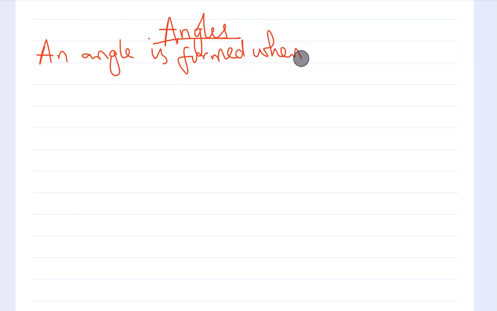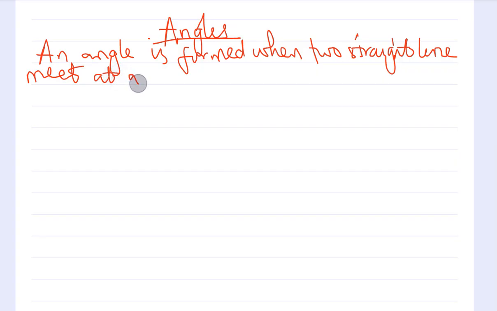when two straight lines meet at a point. Are you seeing that now? This is what you define as an angle. So when two straight lines meet at a point, you say that is an angle.